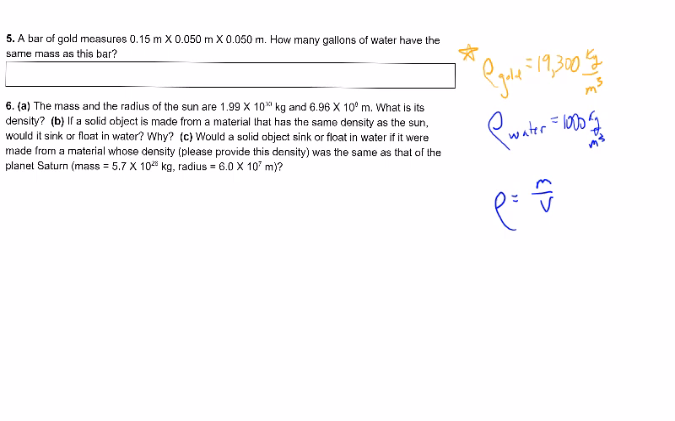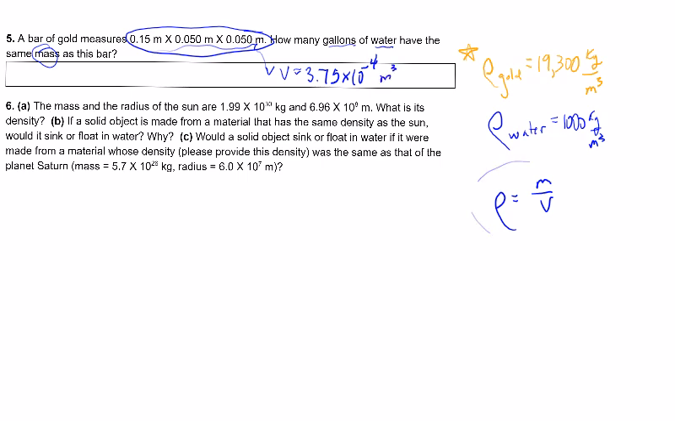But 5 goes through a series of things. It says you've got a bar of gold that measures these dimensions. So if I multiply those three numbers, I can get the volume of my bar of gold, but it wants to know how many gallons of water have the same mass as this bar. Here's how I'm going to tackle it. First, let's figure out this volume. I'm going to take 0.15 times 0.05 times 0.05. That gives me a really small volume, and you're going to find most volumes in cubic meters are really small. So 3.75 times 10 to the minus 4 cubic meters.